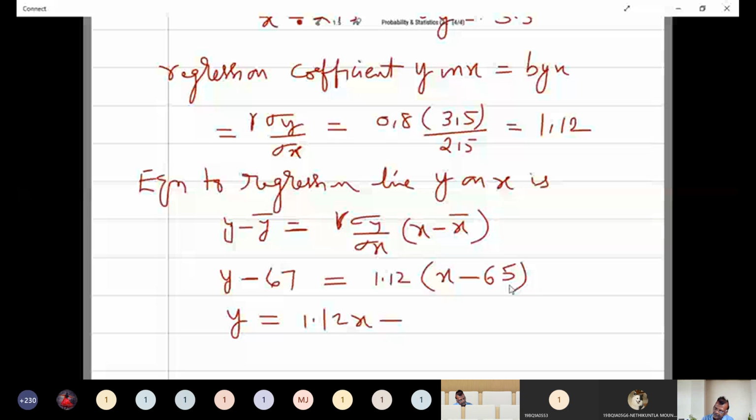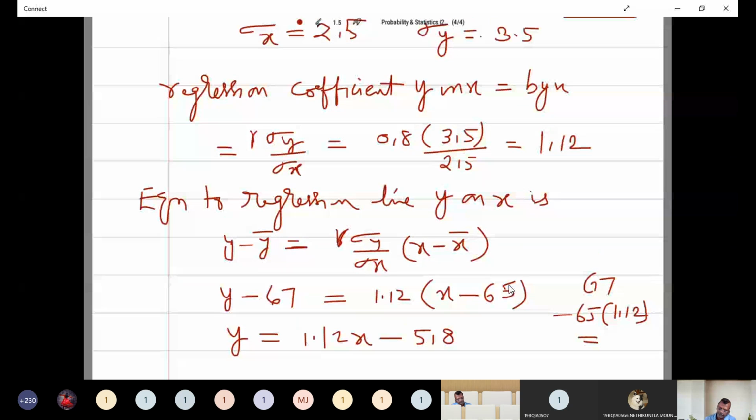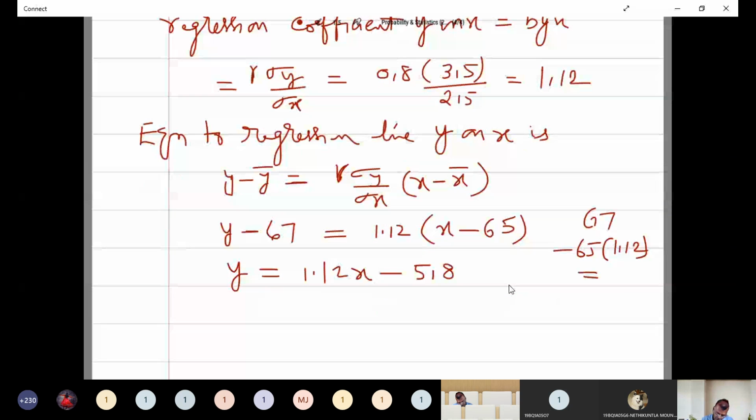That is 67 minus 65 into 1.12, which comes to minus 5.8. Is it correct? Yes, sir.